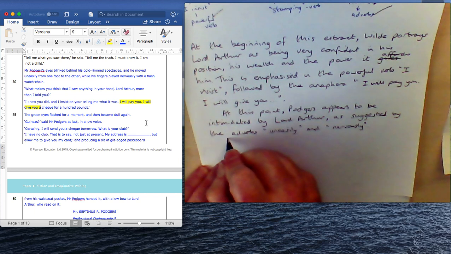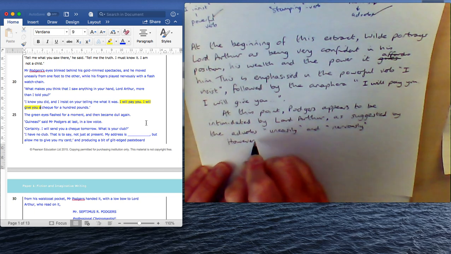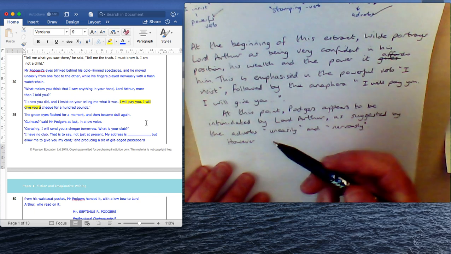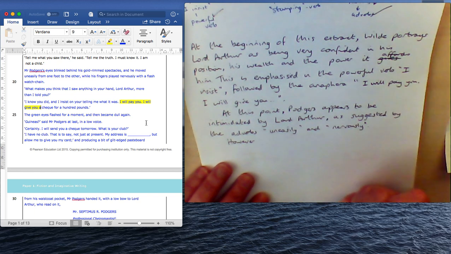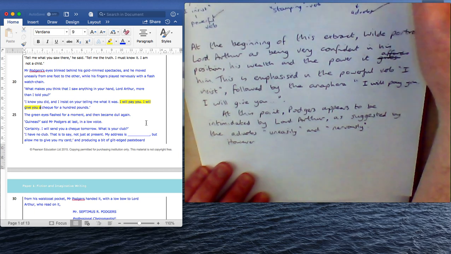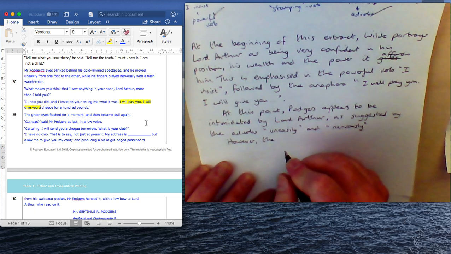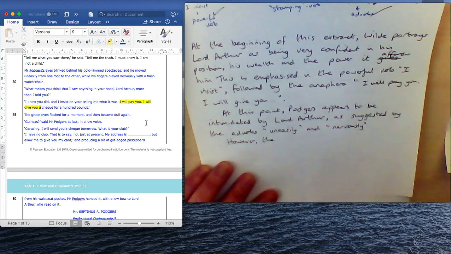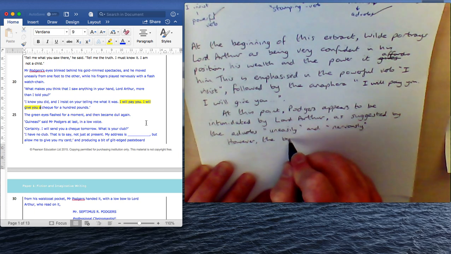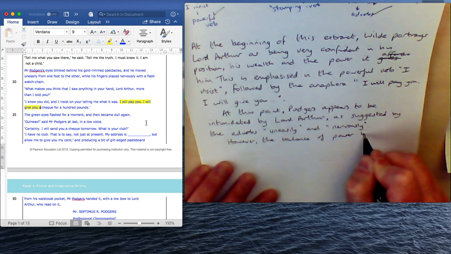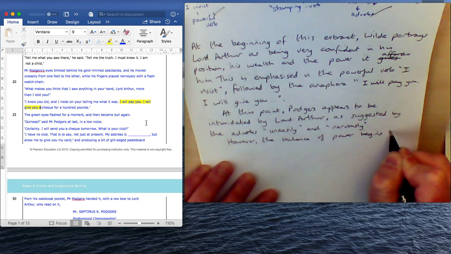So it may appear that's a short paragraph, but I did want that Podgers' point to be separated from the Lord Arthur point. And now I'm going to start a new paragraph because I am moving on to a new section of my answer. So, however, the balance of power begins to change. Now notice begins to change is a phrase that's a structural point. The balance of power begins to change.